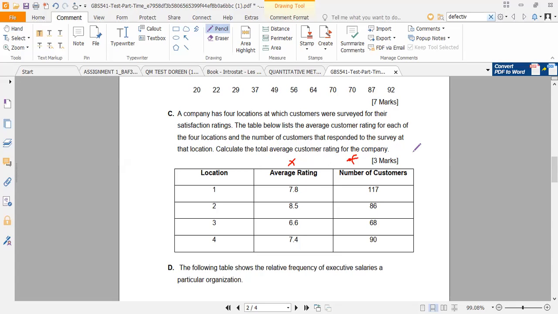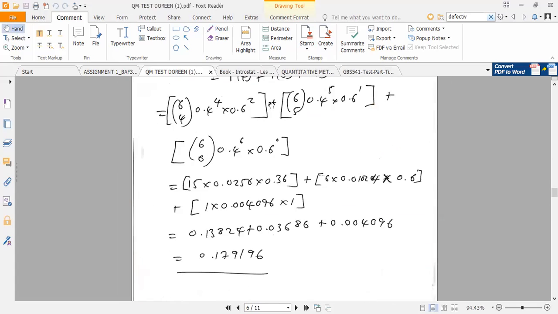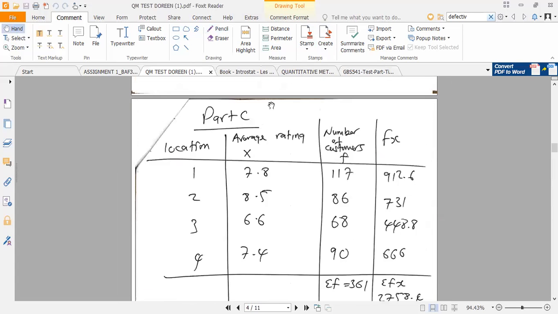So to calculate the average, what we simply do is multiply those two, X and F. So just multiply these 2 columns. This one times that one, we get this. 8.5 times 86, we get that. 6.6 times 68, we get that. 7.4 times 90, we get that. So this is the summation of the frequency. This is the summation of the fx.